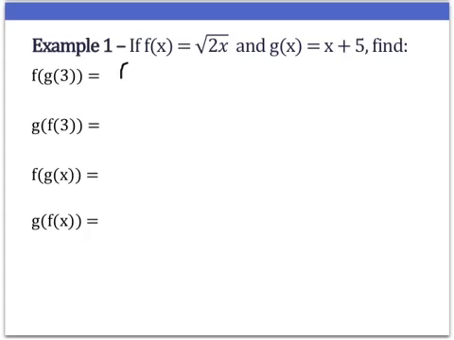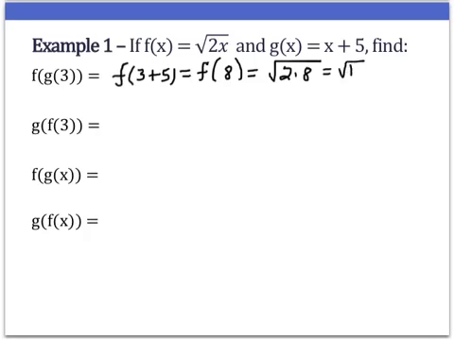So I'm going to write down the f, because that shows we haven't done that function yet. But we're going to plug the 3 into g of x right here. So we'll have 3 plus 5, which means we'll have f of 8. Once we have f of 8, we'll substitute the 8 into the f of x function, which is the square root of 2x. So 2 times 8, that's the square root of 16, and this is 4.